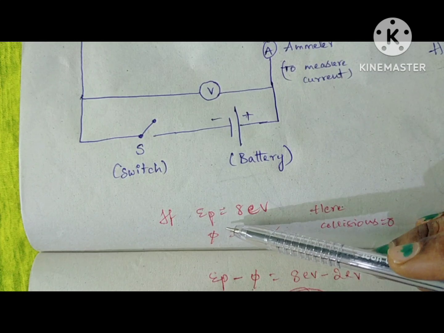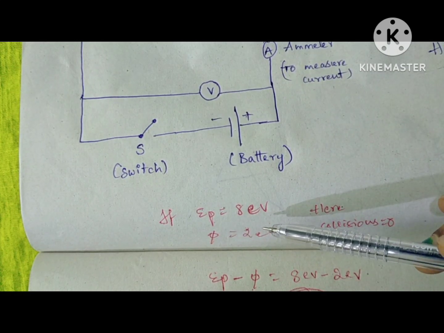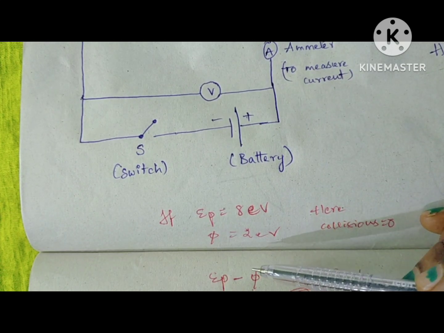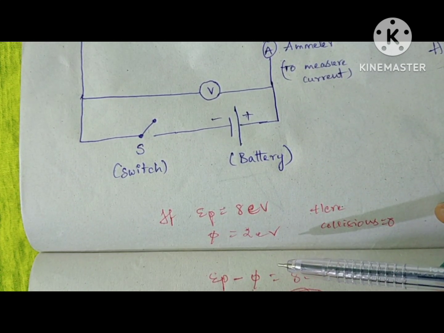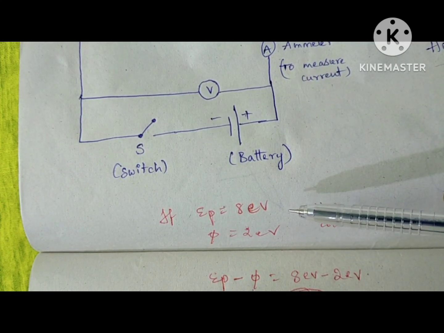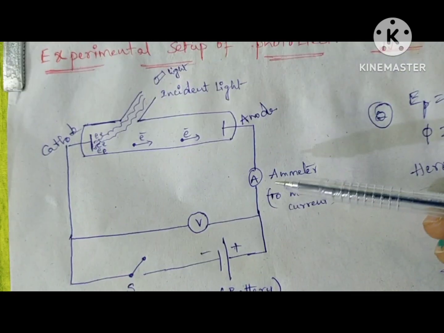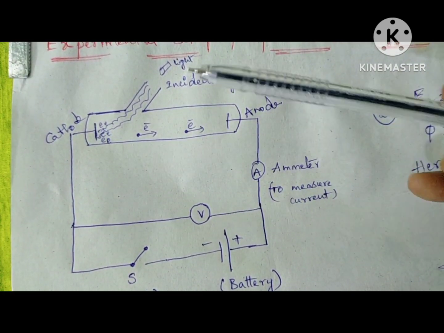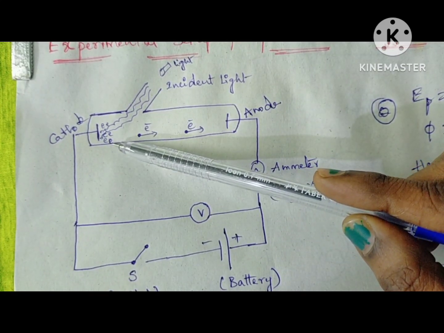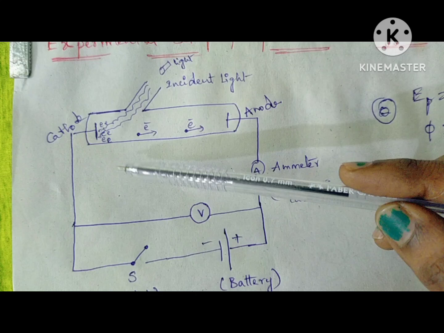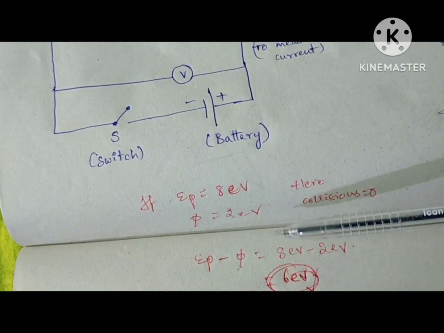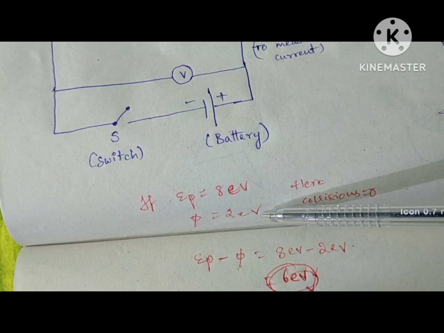That is, if we take the energy of photon as 8 electron volts and the work function as 2 electron volts. We already know the work function definition also. What is that? The minimum amount of energy required to pull out the electron from the metallic surface. This process is called work function. So here we are taking the value of the work function as 2 electron volts.